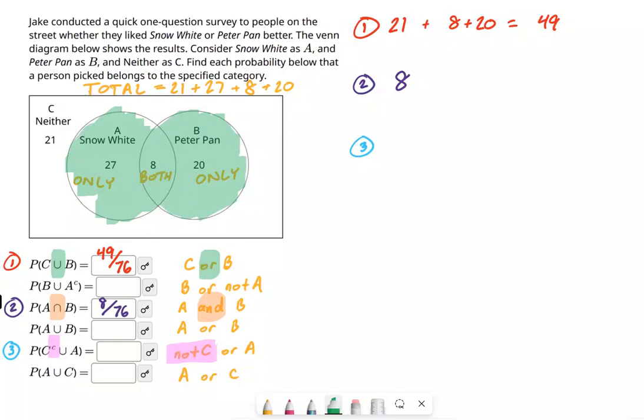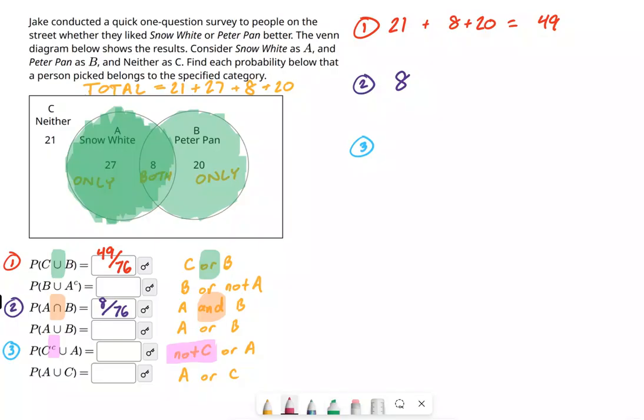There we go, that looks nice. So there's my not C highlighted in. And I want to combine that with anything that might also be in A. If I highlight A, that's this circle on the left. Now it doesn't have to satisfy both of these things. It either has to be not C, which is the light green, or A, which got double counted, that's the dark green. So how do we count this up?